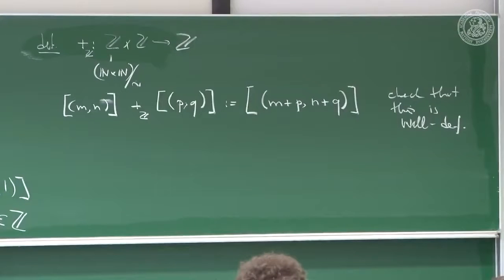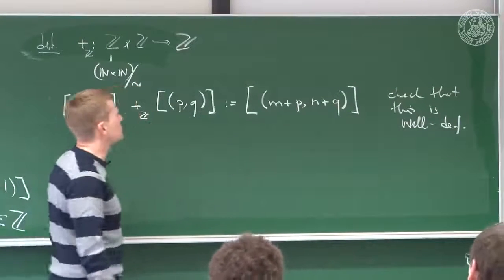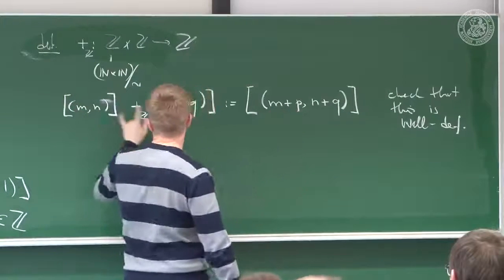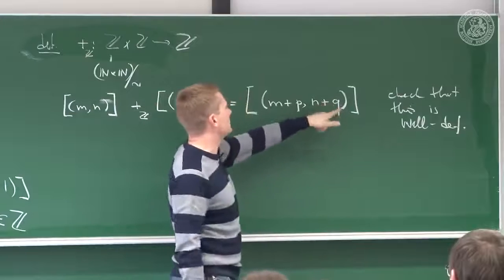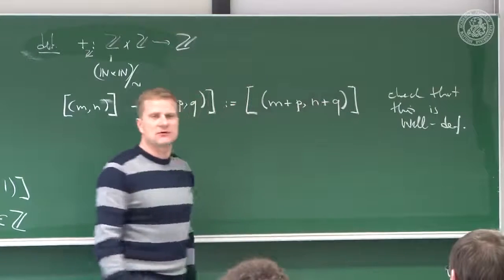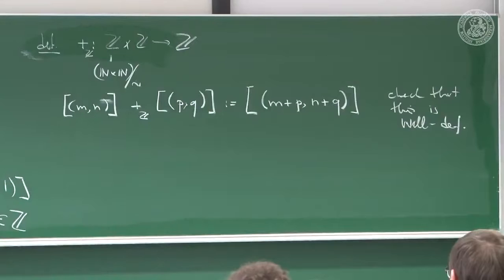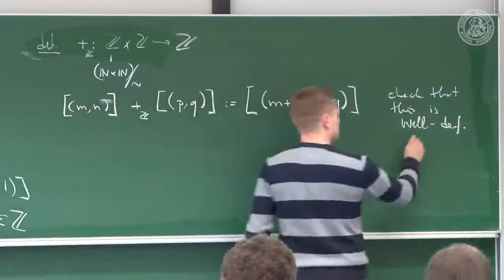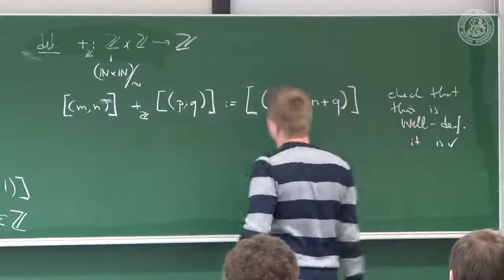Well, the intuition is this is m minus n plus p minus q. You add up the positively contributing ones, you add up the negatively contributing ones, and their sum is being subtracted. So that should be the intuition. That's why we define it like this, but the intuition is just the idea behind this definition. That's a valid definition, it needs to be checked. It is. It is well defined.